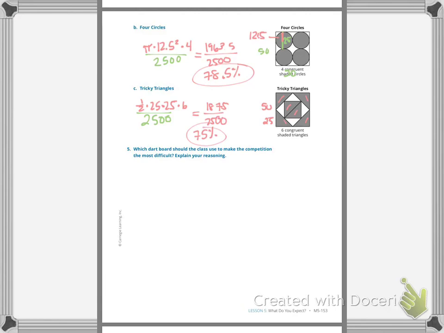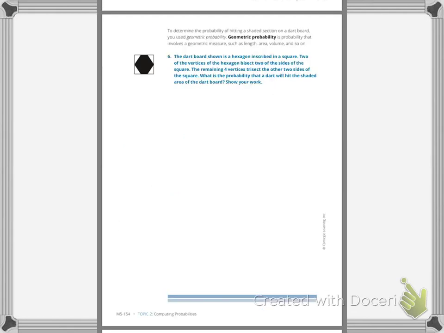So it says, which dartboard should the class use to make the competition the most difficult? Well, this one has the smallest percentage of me actually hitting shaded space. So tricky triangle, because it has the smallest percentage of outcome, smallest percent of space to hit. Okay, so geometric probability is just a probability that involves a geometric measure such as length, area, volume, and so on.